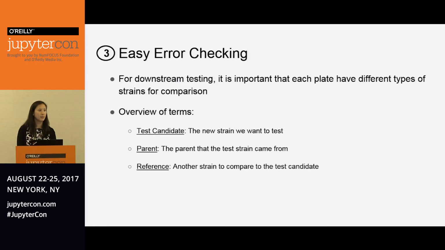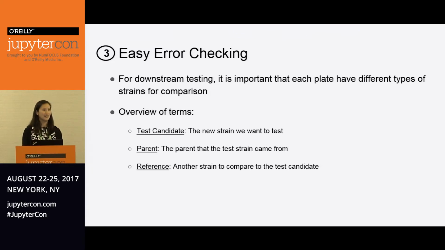So finally, we have the error checking from the input, but we also want to do easy error checking in the output. And for downstream testing, it's really important to have different types of strains to compare your test strains to. So just an overview of some terms, we called the test candidate the new strain that you want to test. So you just made some genetic changes to your strain and you want to see how it did. So we call that our test strain.